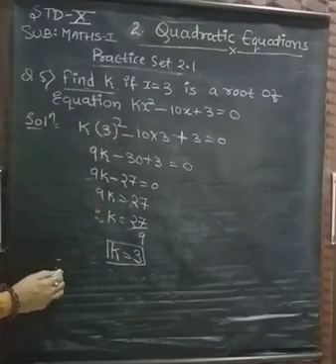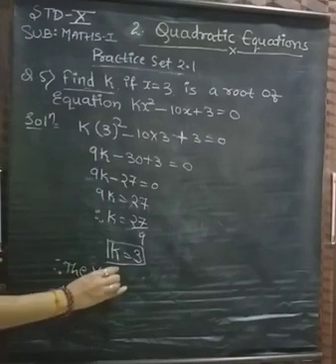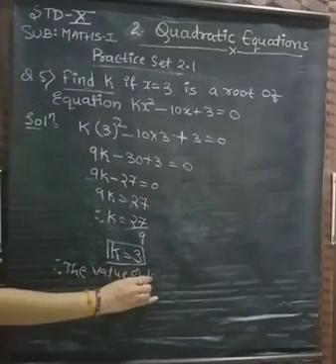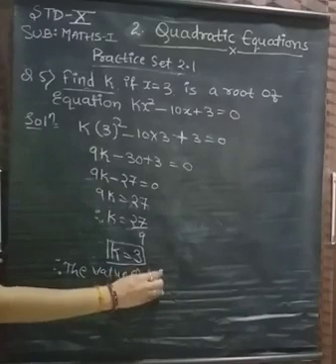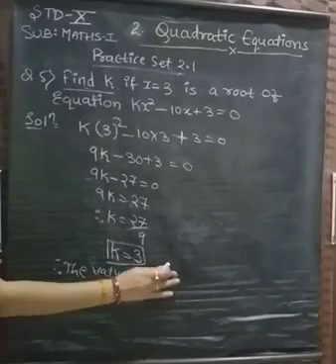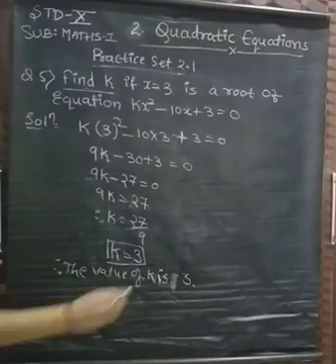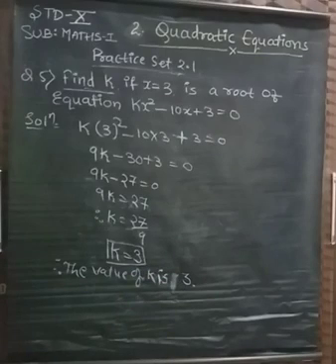So at the end, this is how you are going to solve a sum like this. The value of k is 3. Clear? Okay. Now we are going to start a new topic.